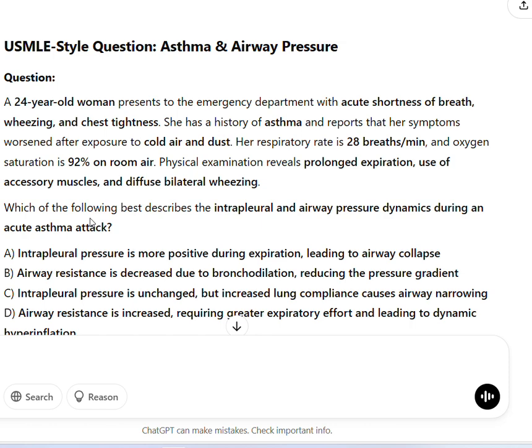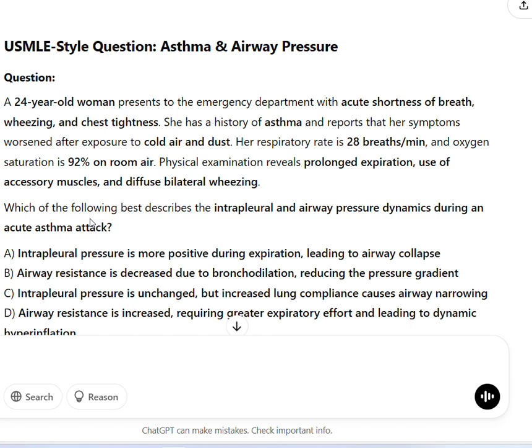Her respiratory rate is 28 breaths/min, and oxygen saturation is 92% on room air. Physical examination reveals prolonged expiration, use of accessory muscles, and diffuse bilateral wheezing. Which of the following best describes the intrapleural and airway pressure dynamics during an acute asthma attack?